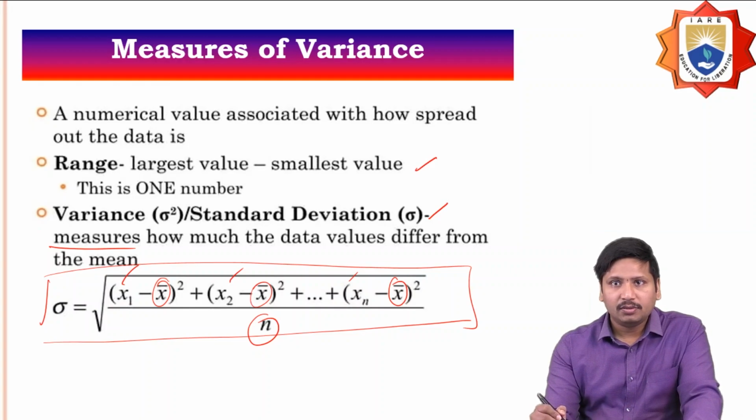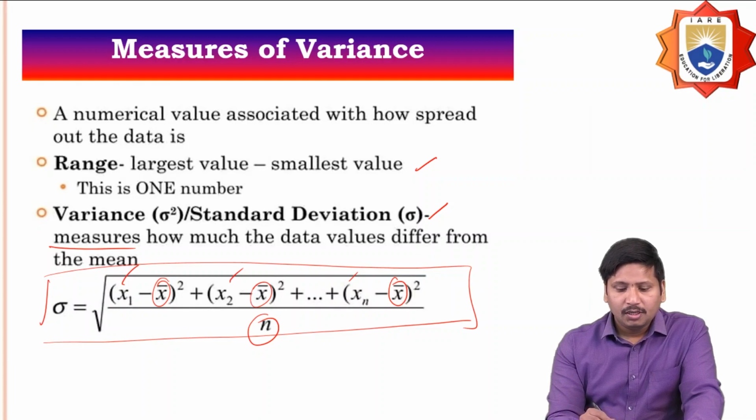The range is the largest value minus the smallest one, and the variance can be calculated based on this equation. It is the sum of each value minus the mean, whole square, x2 minus x bar, and so on, xn minus x bar whole square, divided by n.